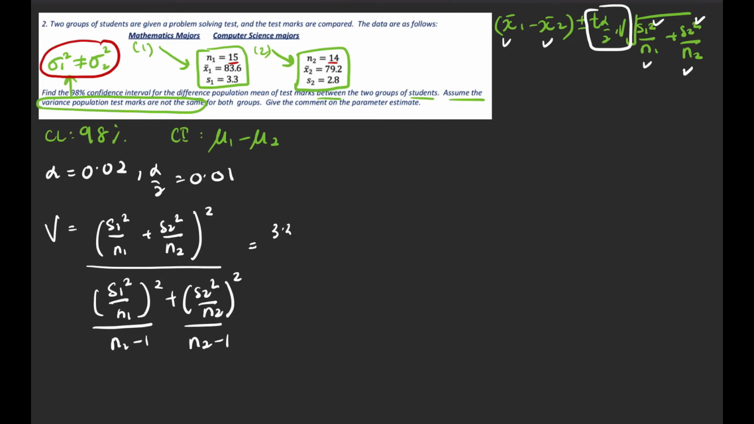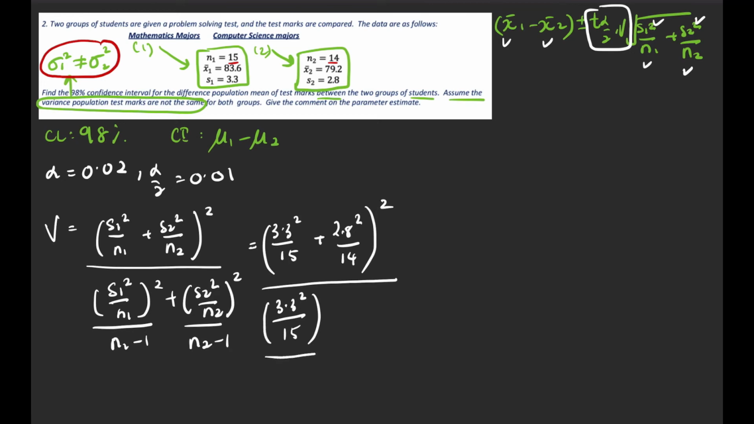S1 is 3.3 square divided by 15 plus 2.8 square divided by 14. You square it and then you divide. S1 is 3.3 square divided by 15 over N1 is 15 minus 1, plus S2 is 2.8 square over 14, square, divided by 14 minus 1. Okay, you have to do it very carefully here.